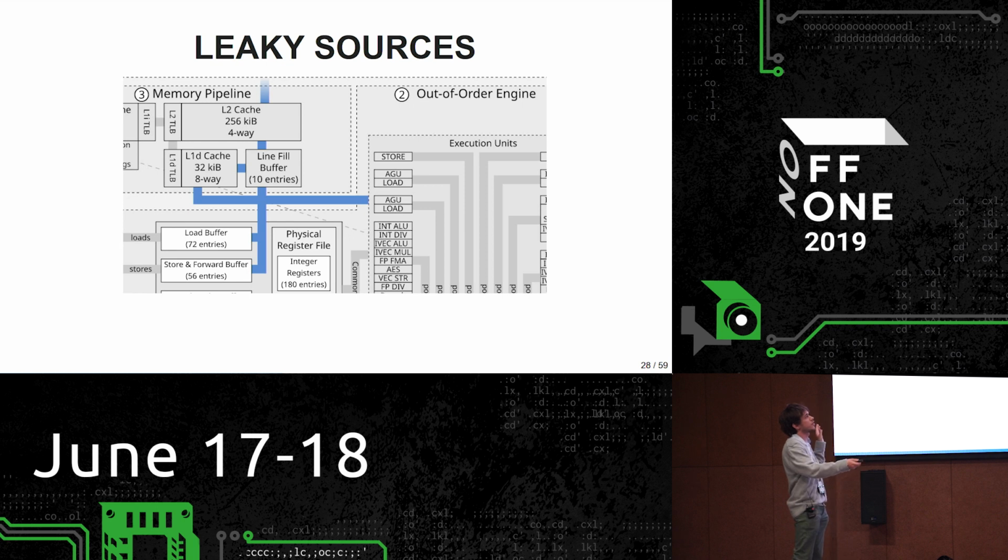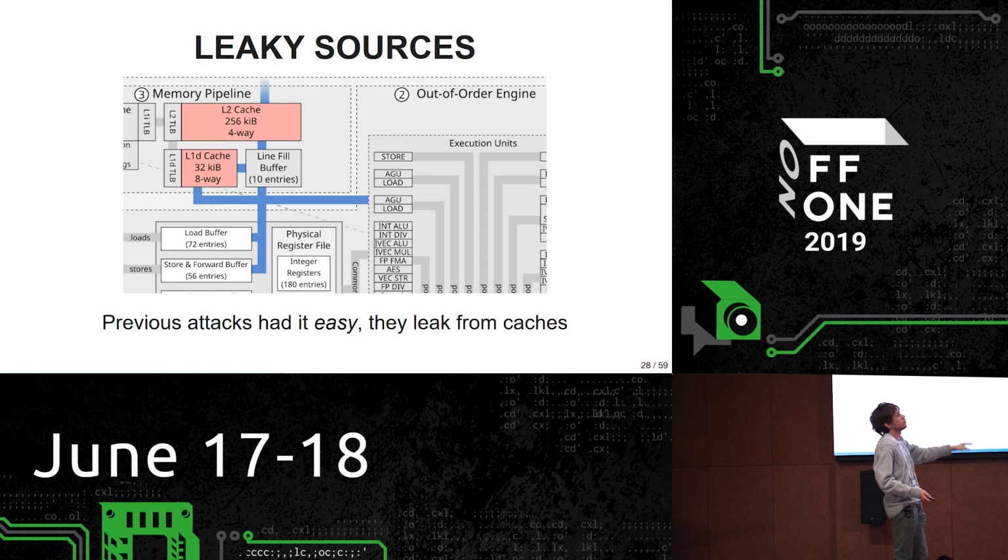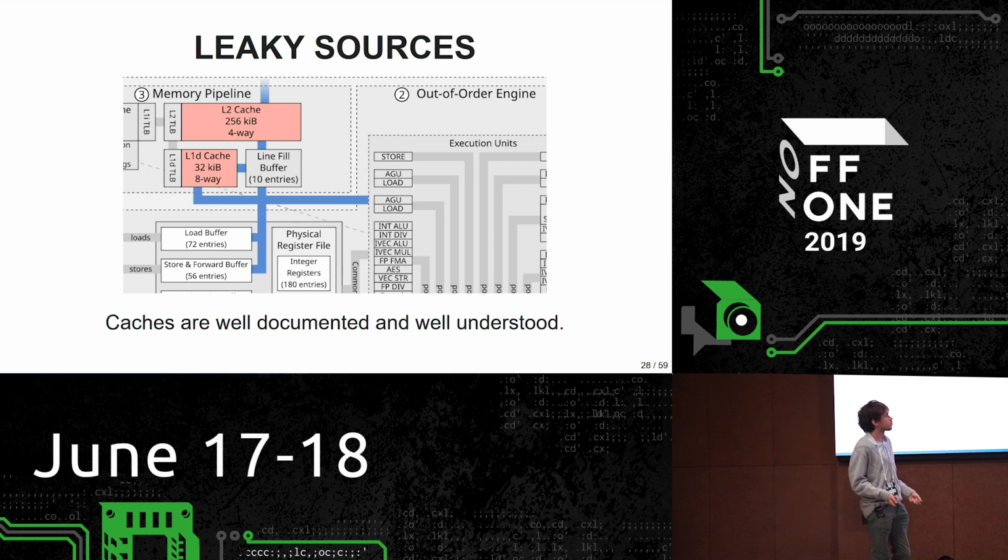This is a part of the diagram I made. So here you can see the Intel Skylake CPU. And more specifically, if you look at the highlighted boxes, you see the caches. So previous attacks, they had it a bit easy. They just leak from these caches.